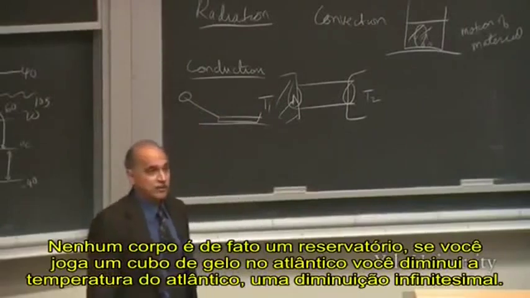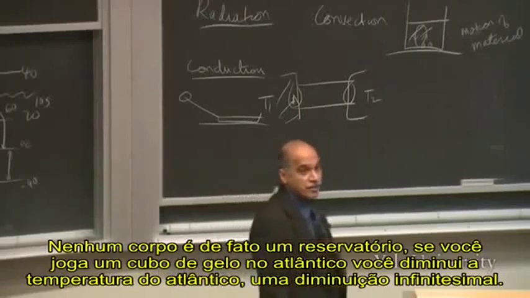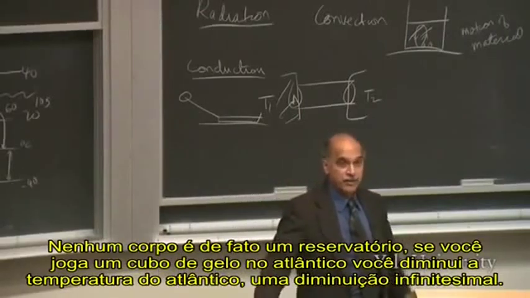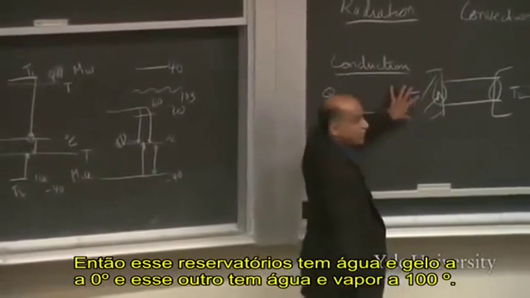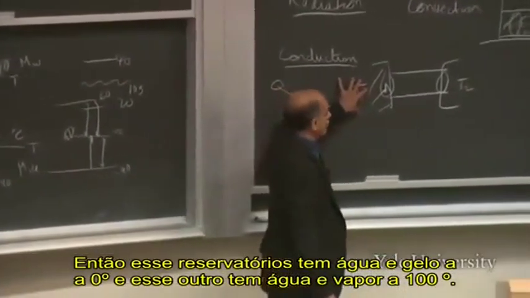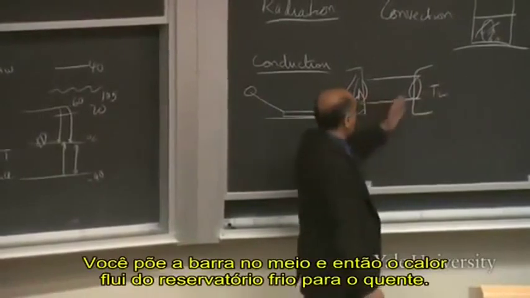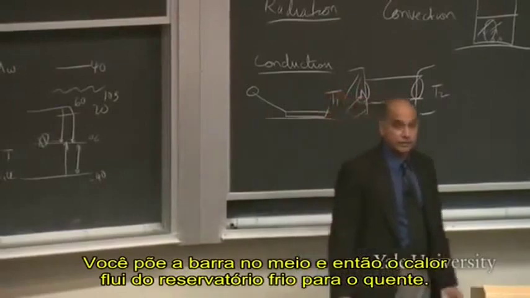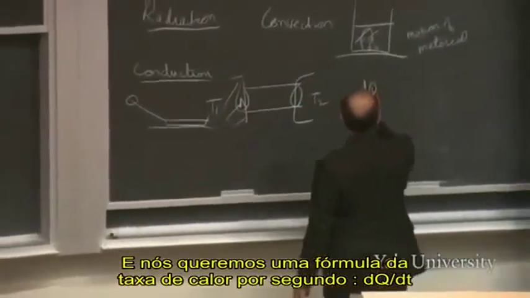No body is really a reservoir. If you drop an ice cube in the Atlantic, you lower the temperature of the Atlantic, but by a negligible amount. So take the limit of the Atlantic going to infinity, then you have a reservoir. This is connected on the left to an enormous tank of maybe a water-ice mixture at 0 degrees. This is a water-steam mixture maybe at 100 degrees. You put a rod there, we know heat is going to flow from the hot end to the cold end. And we want to write a formula for how much heat flows per second.